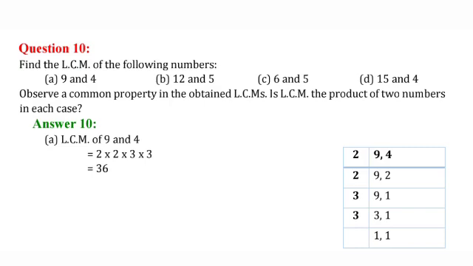10th question: find the LCM of the following numbers. They have given 4 questions. I will do the first 2, you do the next 2. The first one they have given is 9 and 4. 9 and 4 have no common factors, so we can multiply directly also. 9 4s are 36. This is your LCM.